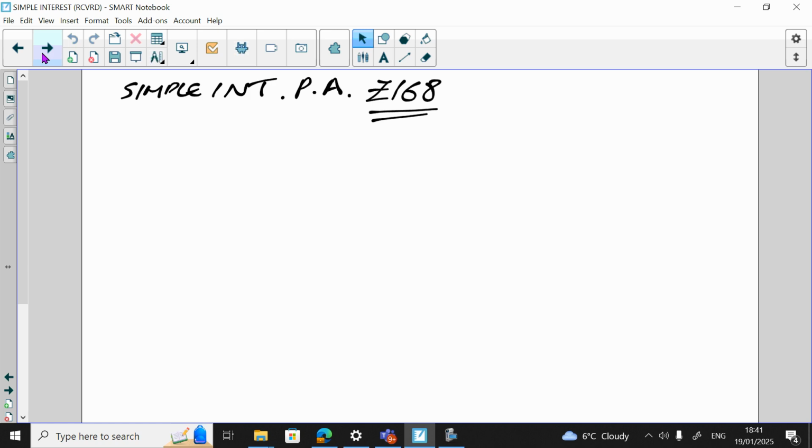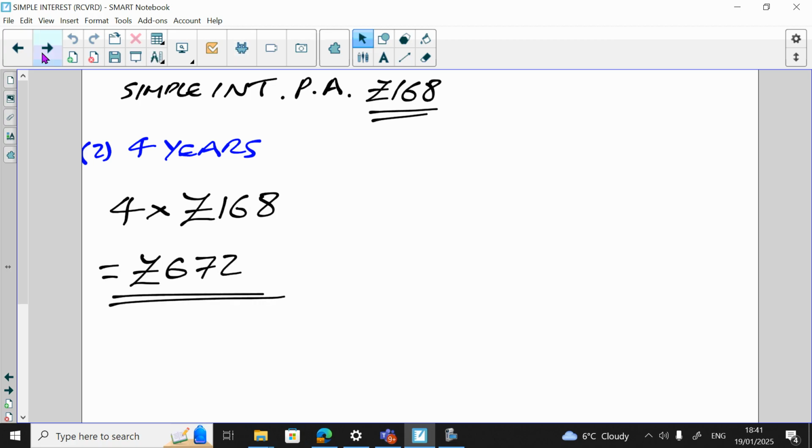Right. So that was for simple interest for 1 year. That's all I was interested in there. So whether it's 5, 10, 15 years, that is a base interest I would be using from now on. Right, for 4 years, it's just going to be 4 times that. And 4 times that is 672. Check your calculator, and it is.